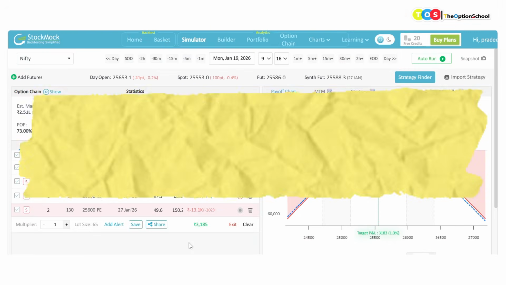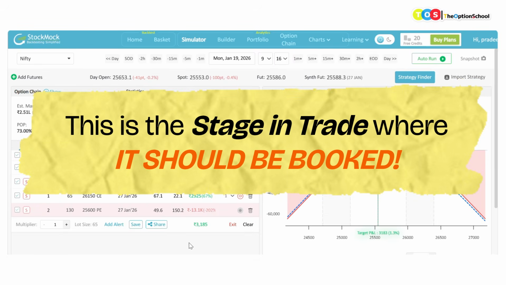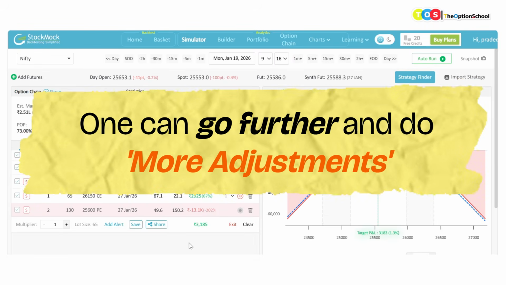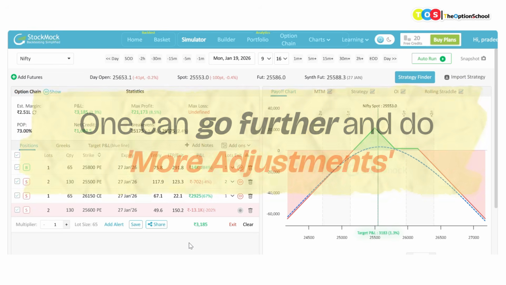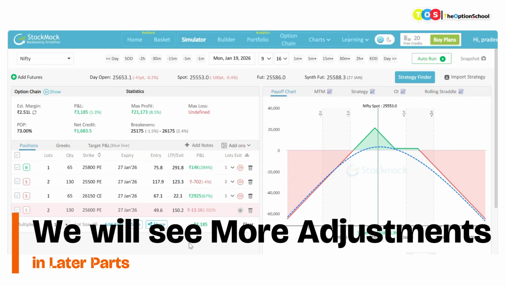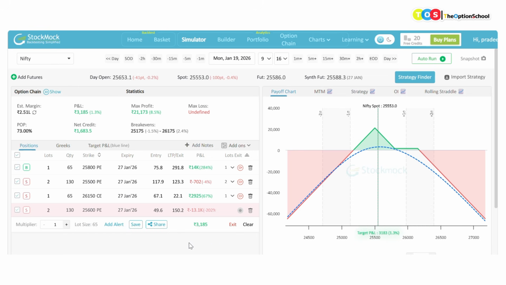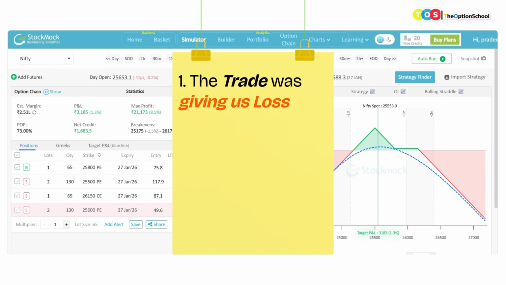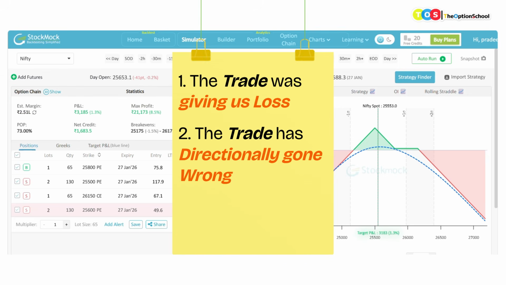So this is the stage at which I should definitely be squaring off the trade. I can go further. There can be further adjustments also. Definitely will show you how to adjust in case you want to stay in the trade till 27th of January, which is the expiry day. But again, this is a very sweet spot where you can get out of the trade. The trade which had gone bad is still giving you profit. General wisdom says that this is the point at which I should definitely square off the trade.